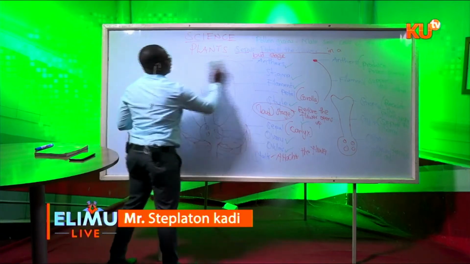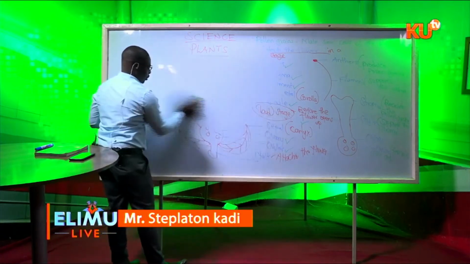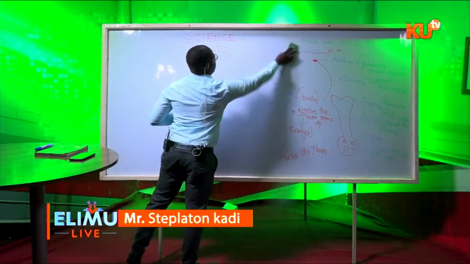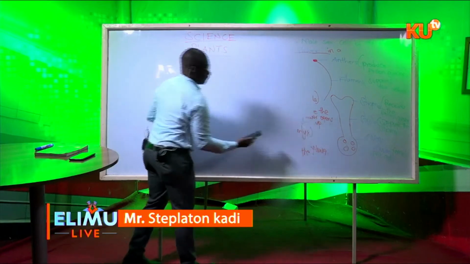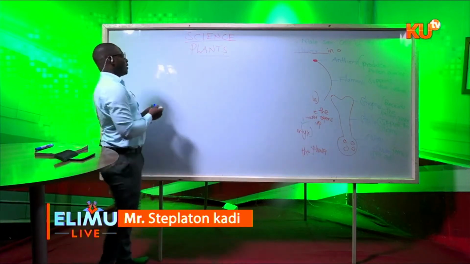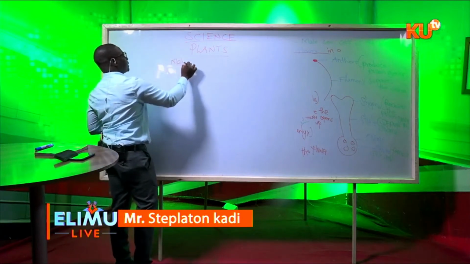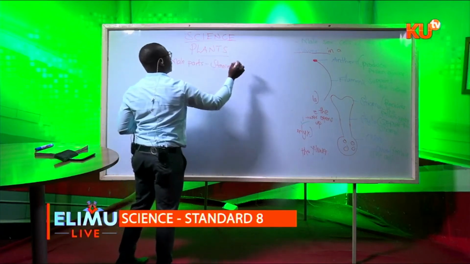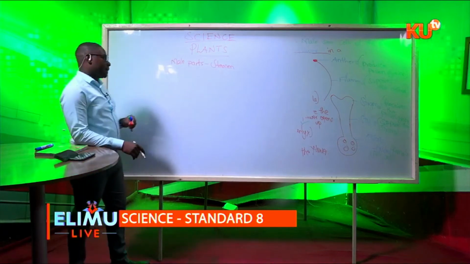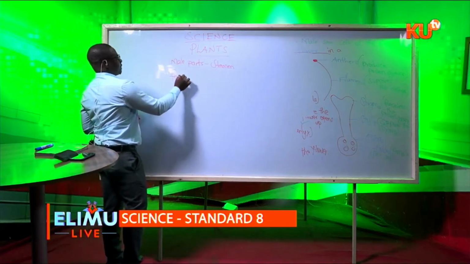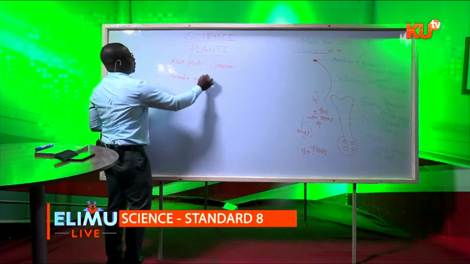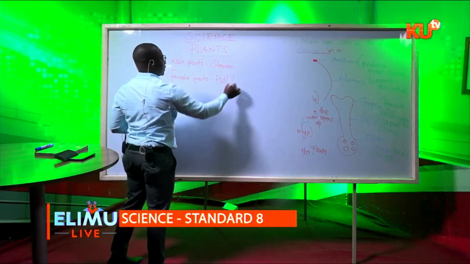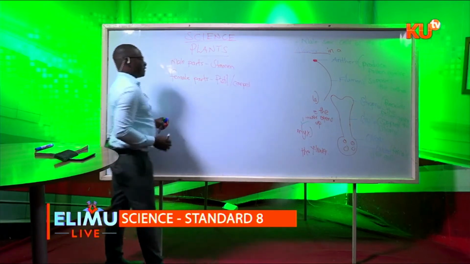The male parts of a flower are given one name, and the female parts of the flower also have one specific name. So the male parts of the flower will be called stamen. Stamen, those are the male parts of the flower. The female parts of the flower will be called pistil, or the carpels.